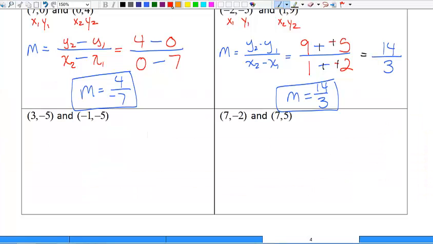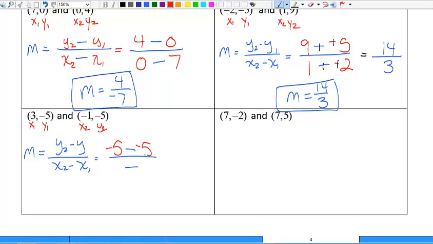Again, be sure to label your x1, y1, x2, y2. Write your formula out so you start memorizing it. So y2 happens to be negative 5. The blue minus because there's a minus in the formula, again negative 5. x2 is negative 1, minus because there's a minus in the formula, 3.